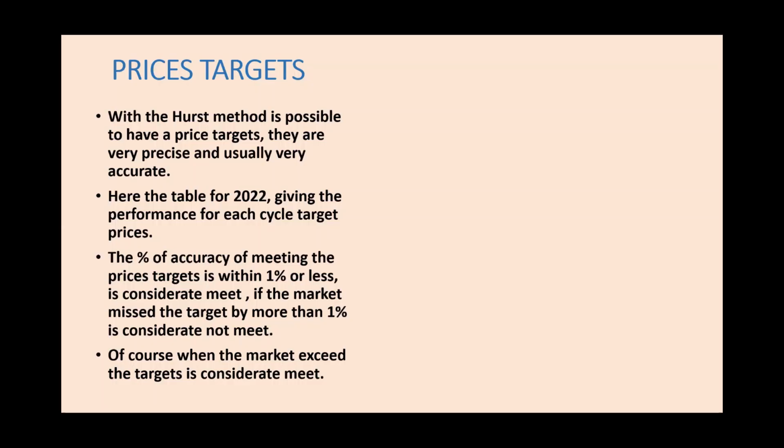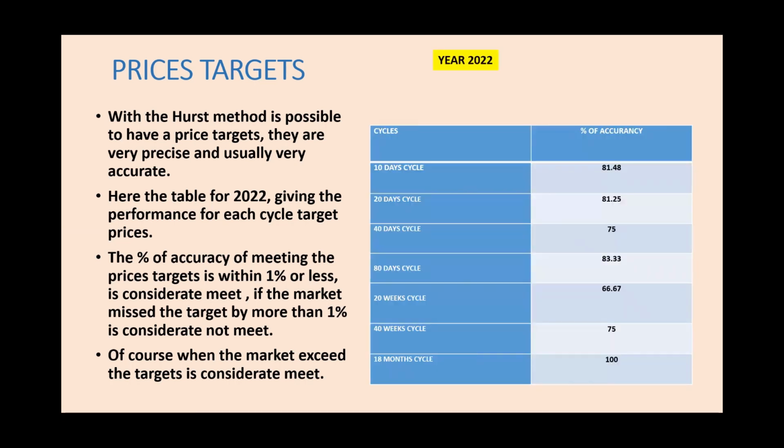With the Hurst method, it's possible to calculate in advance some price targets in the stock market, and it is usually very accurate. This table represents the success rate for the year 2022. This shows the percentage of accuracy of the prices meeting or exceeding their targets on the upside or on the downside. To be considered met, the prices have to be within 1% of the target. A 1% margin of error is allowed.